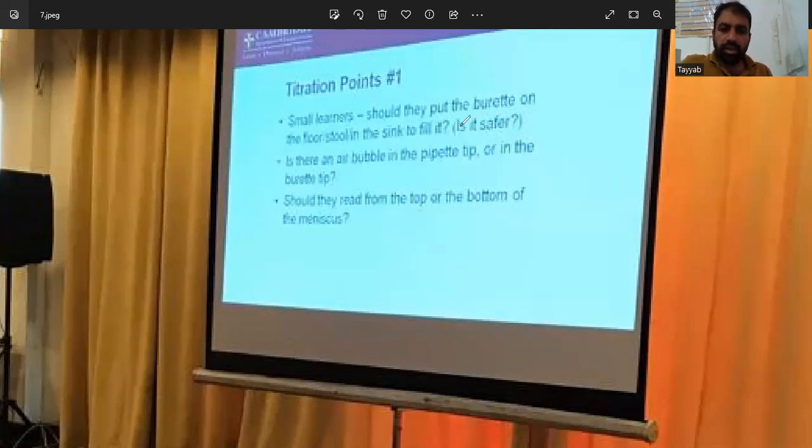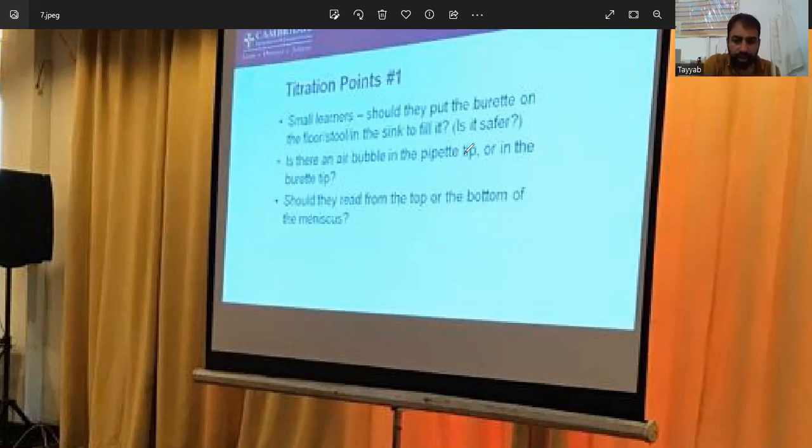The first point is for small learners, the students who are short in height. Should they put the burette on the floor, stool, or in the sink to fit it? Remember, while you are using the burette, your arm should be this way and not this way. You should not raise your hand too much. Your hand should move this way.